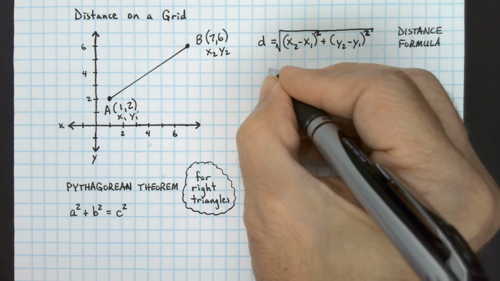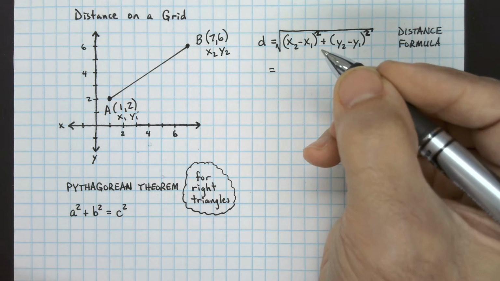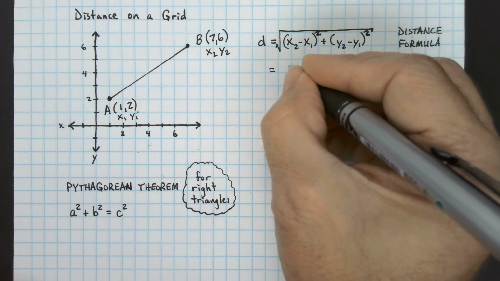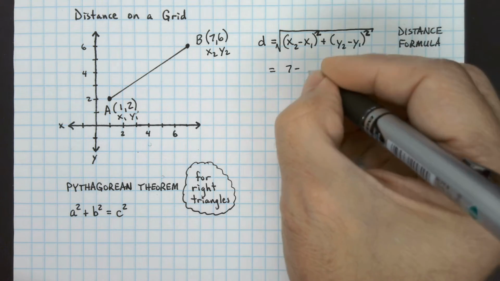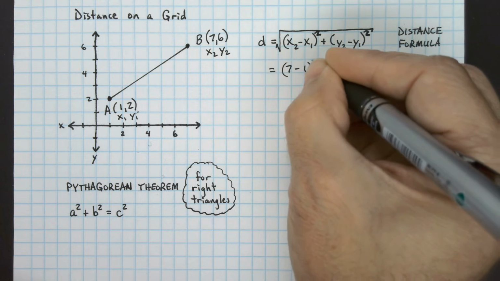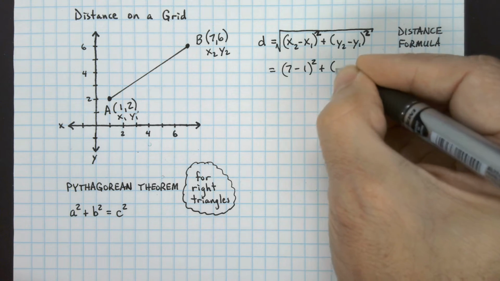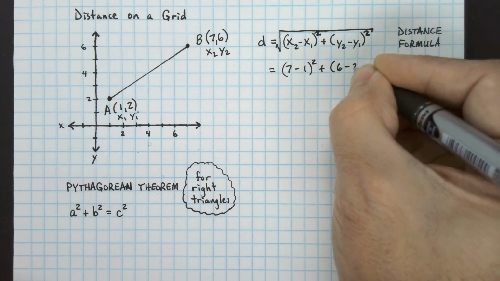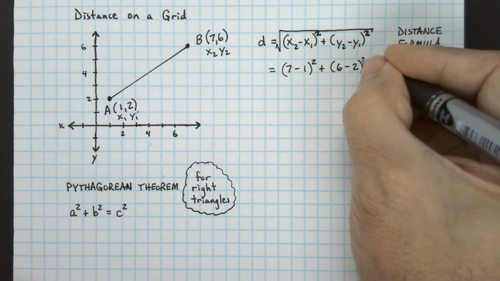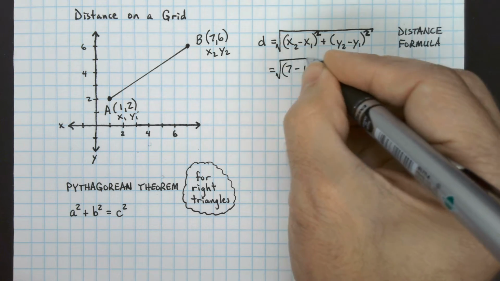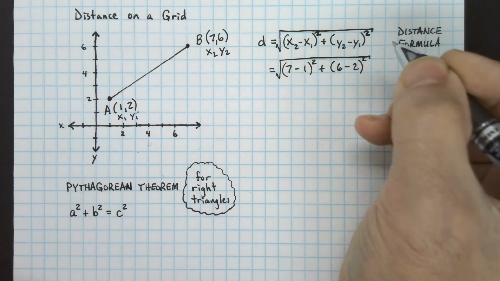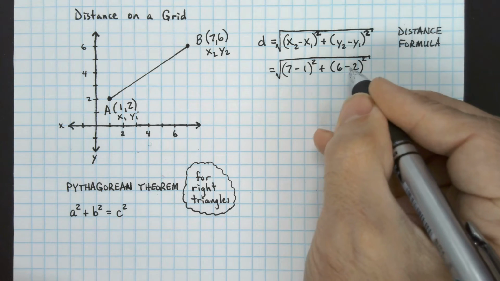If we use our formula, we can substitute these values into their places. x2 is 7 minus x1 is 1. y2 is 6 minus y1 is 2. And we don't have any negatives on this problem, but if we did, you'd want to just be extra careful about your addition or subtraction.